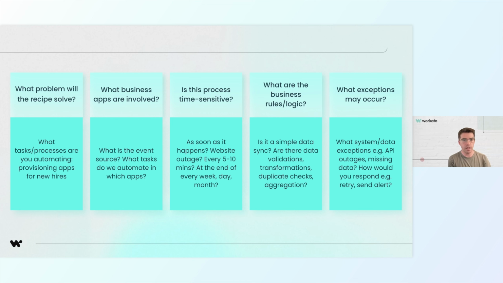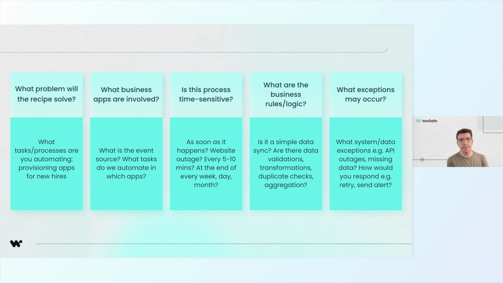Next, we want to ask ourselves, what business apps are involved? In this example, the automation will access data from Salesforce, Jira, and post notifications in Slack. Is this process time-sensitive? Given that we want to reduce time to resolution, we would want these escalations to happen in near real time.